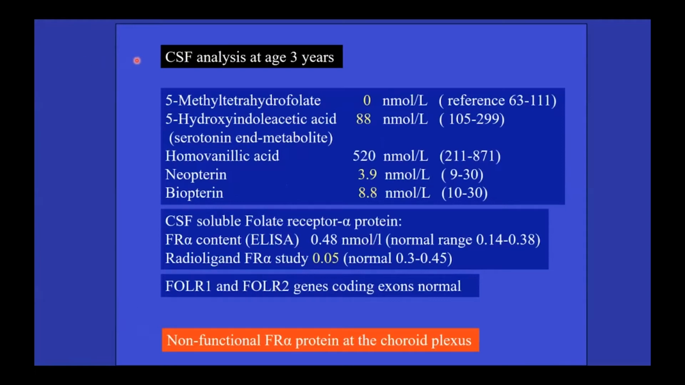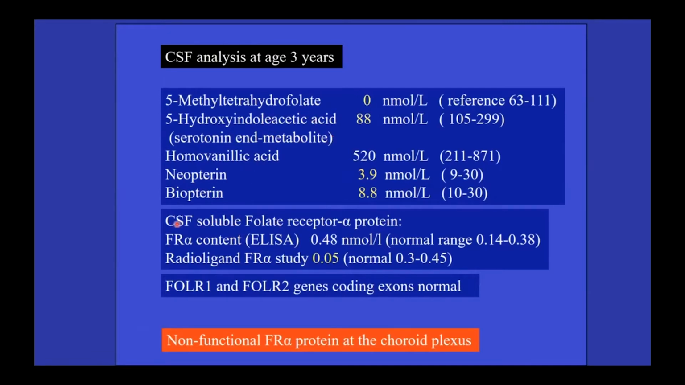So we then did a spinal fluid analysis at the age of 3 years, which showed a non-detectable 5-methyl-tetrahydrofolate, which is the circulating most active folate crossing the blood-brain barrier, and it was at 0. And you see secondary changes in the pterines and serotonin metabolites.